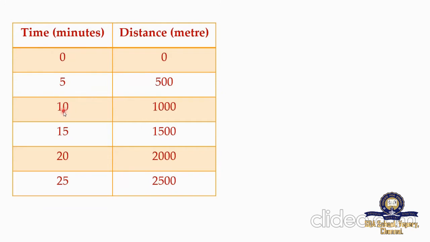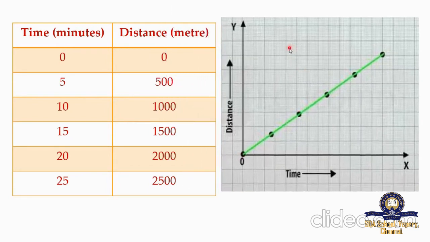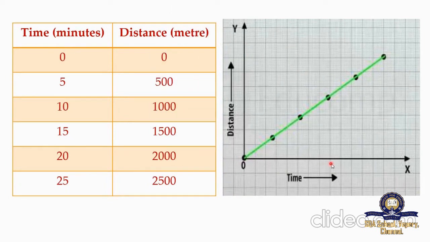So when you plot this in a graph, you would have learned in maths how to plot a graph, right, students? So you are going to take time on the x-axis and distance on the y-axis. You already know a graph contains an x-axis and a y-axis. So you are going to plot time on the x-axis and distance on the y-axis. When you plot it, you will get a graph like this. So this is a distance-time graph for a uniform motion.